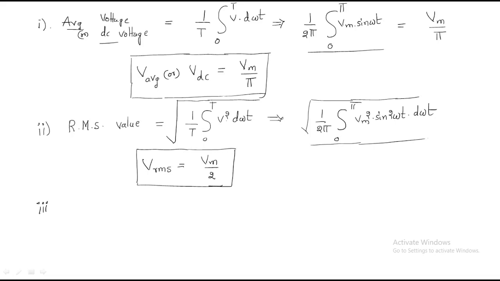Third point is average current. These are the complete outputs, not inputs. Already inputs, you know that. What is the average current here? Average current, directly replace voltage with current. You will get Im by π. This is I average or I DC.